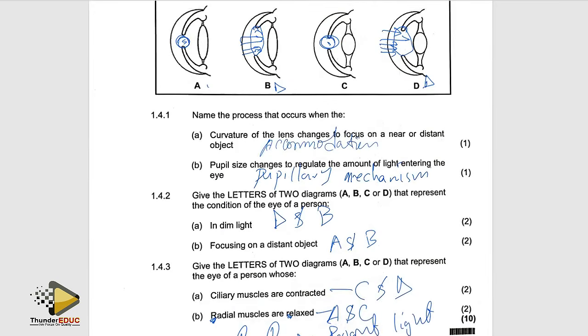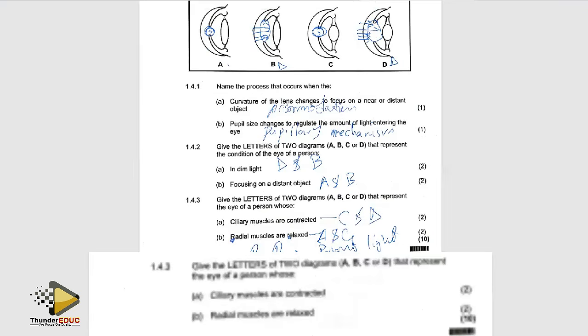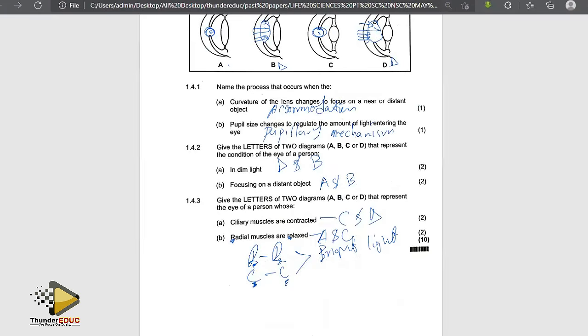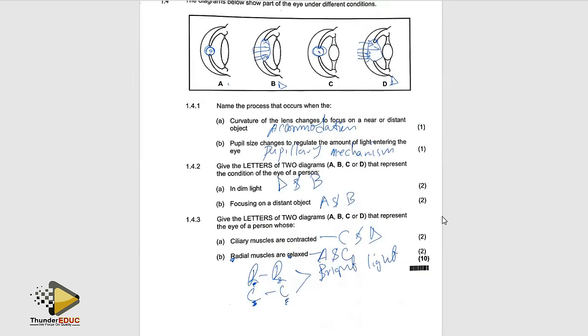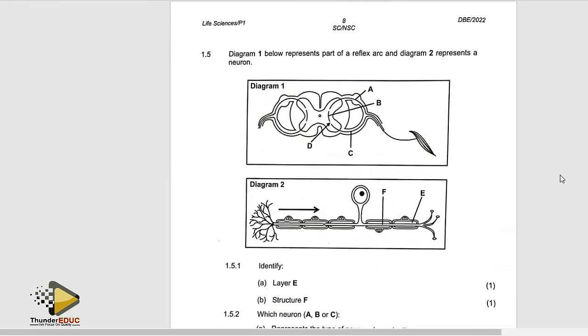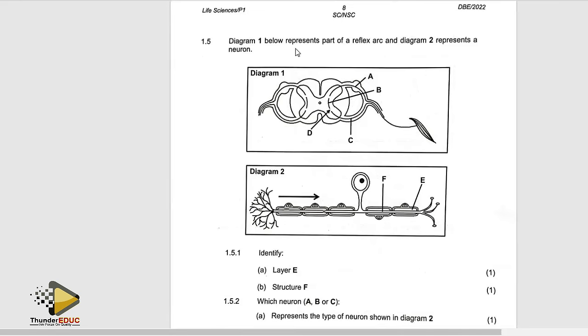These questions cannot make you go down. Why? Because you don't need to cram. I told you in life science, we don't cram, we understand the concept. Let's look at reflex arc and the neuron or the nerve. The diagram represents part of reflex arc, and diagram 2 represents the neuron.